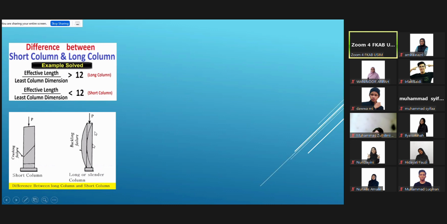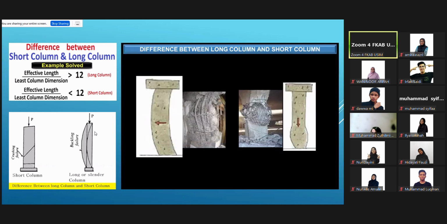So this is another example what happened during the experiment. This is what happened between long and short column. Kalau for short column, this is for long column. Ia jadi bending, buckling. This one, buckle. When you put a load, it buckle. For a short column, you put a load, it will crush, will break. Dia ada crushing point kat sini.